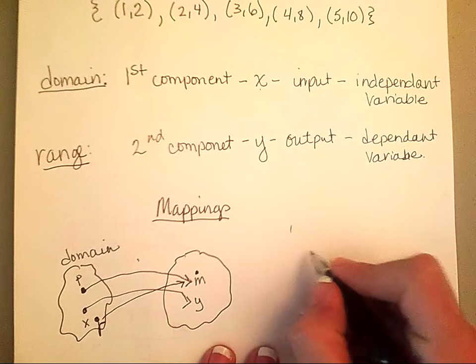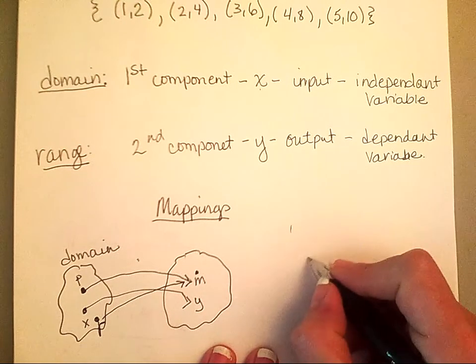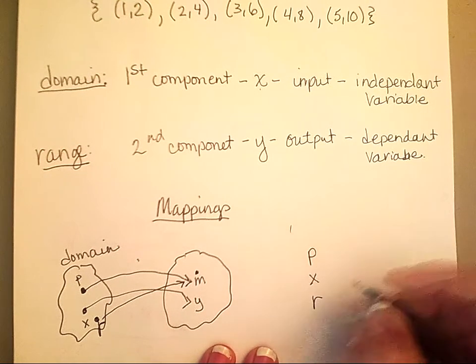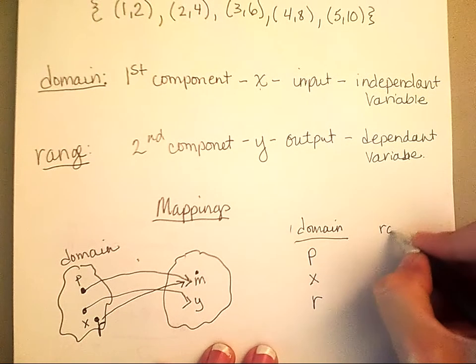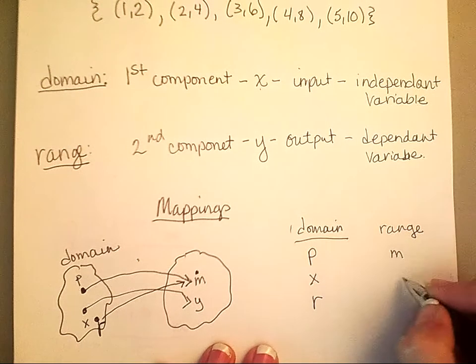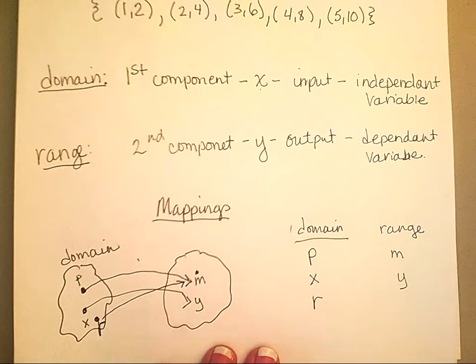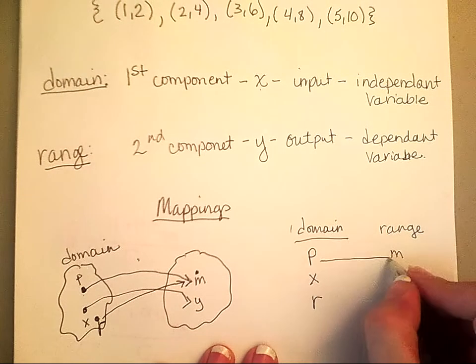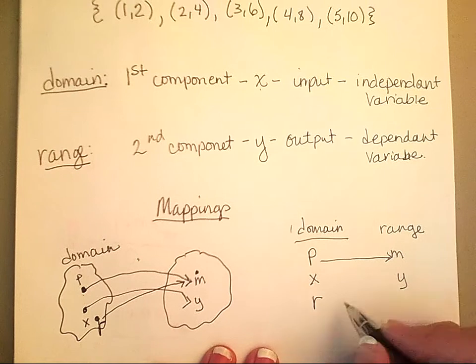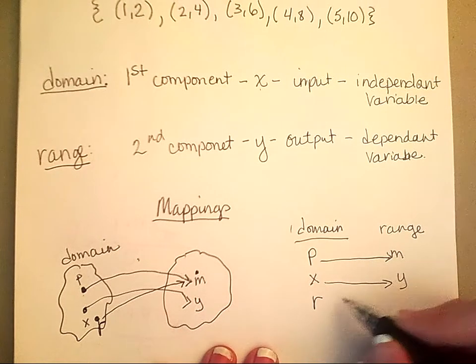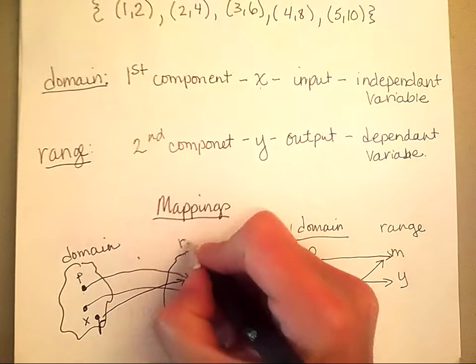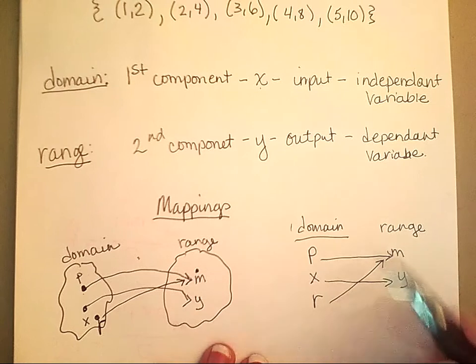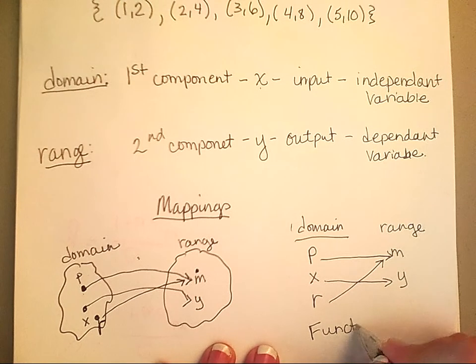Sometimes you'll see me do something like this, another mapping, p, x, r. Okay, this would be the domain. And this would be the range. Some m and some y. Another way to map this is, well, p goes to m, x goes to y, and r also went to m. So this relationship, this is the range. Okay. So this relationship is a function. And we'll define what a function is in a minute.